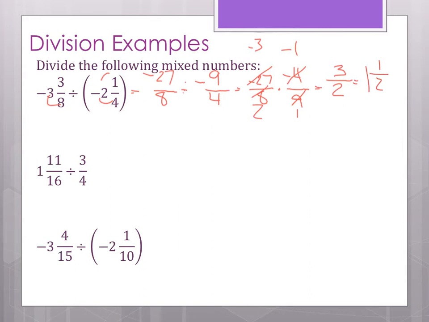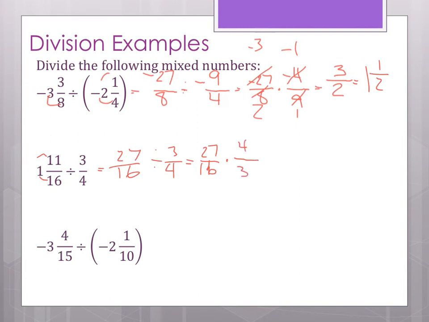Next, 1 and 11/16 divided by 3/4. We'll go ahead and convert that first one. 16 times 1 is 16, plus 11 is 27, so we get 27 over 16, divided by 3/4. Now we'll keep, change, flip. Keep the first one. Change from division to multiplication, and then we'll flip the second one, so it's times 4/3 now.